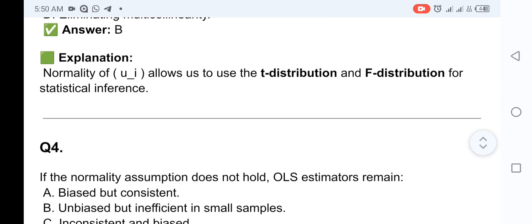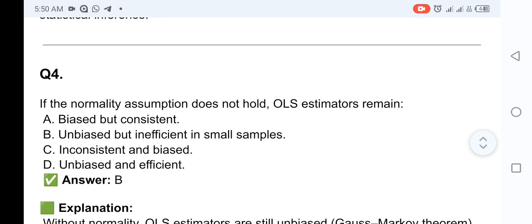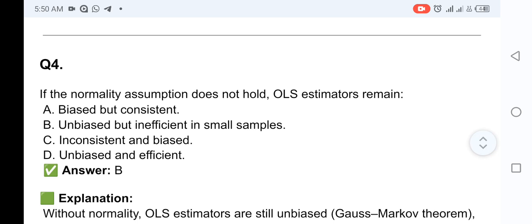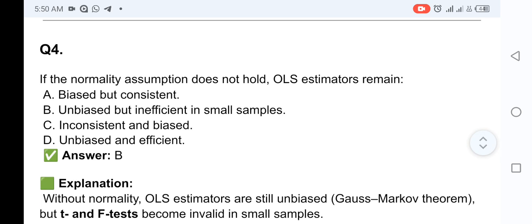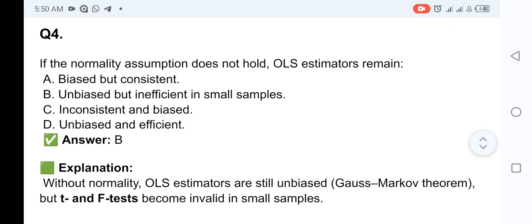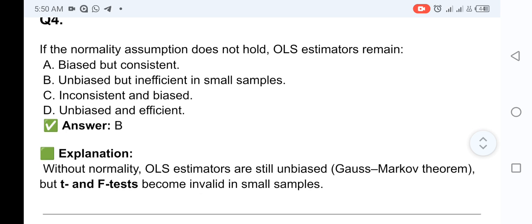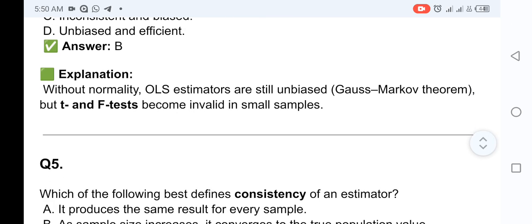Q4. If the normality assumption does not hold, OLS estimators remain A. Biased but consistent. B. Unbiased but inefficient in small samples. C. Inconsistent and biased. D. Unbiased and efficient. Answer: B. Explanation: Without normality, OLS estimators are still unbiased, by the Gauss-Markov theorem, but t and F tests become invalid in small samples.